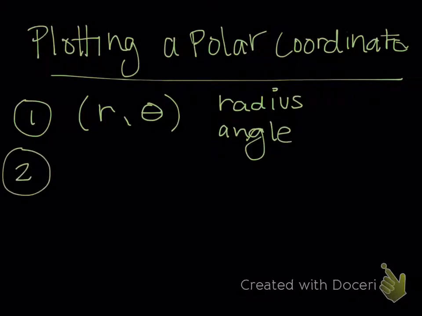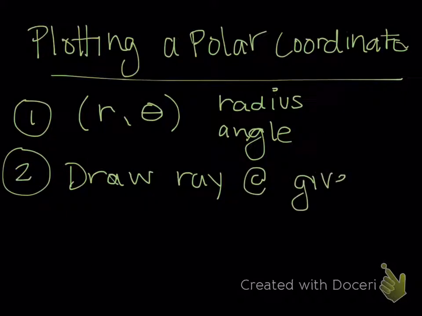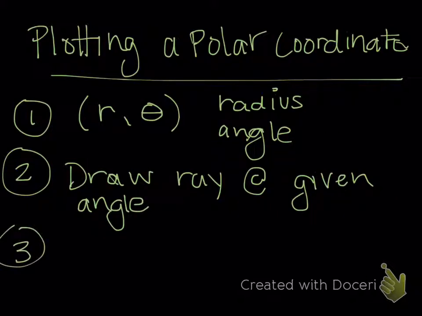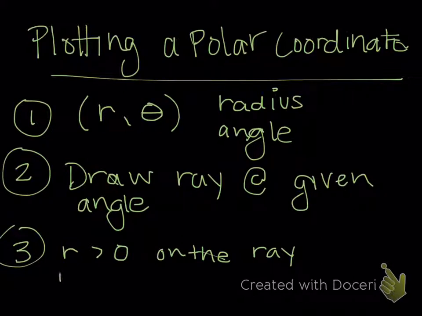So second step is to draw a ray. So draw a ray at the given angle. And third step is to plot the point, whatever the corresponding radius is. If your r is positive, you are on the ray. If r is less than 0, you're going away from the ray.